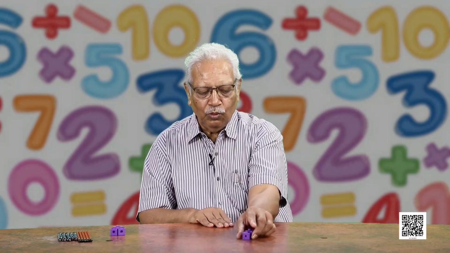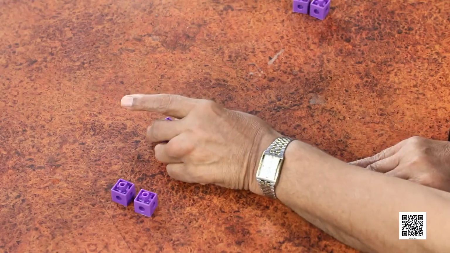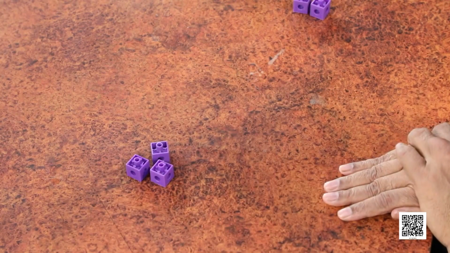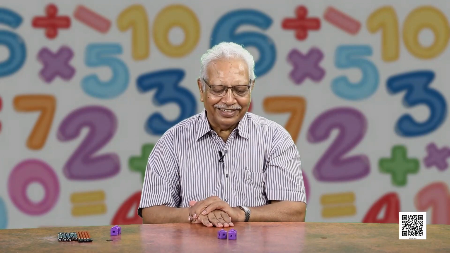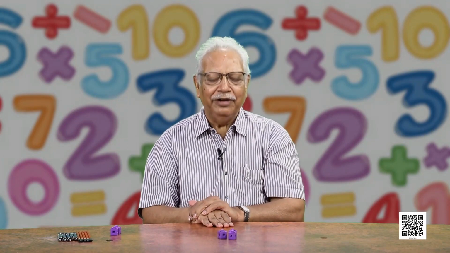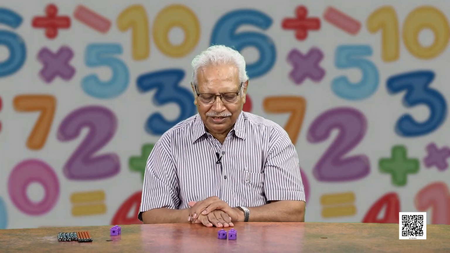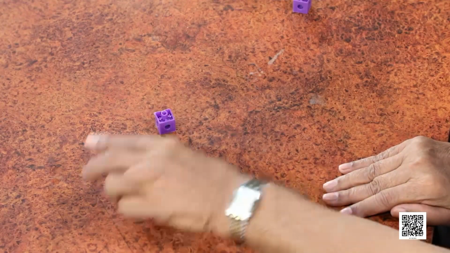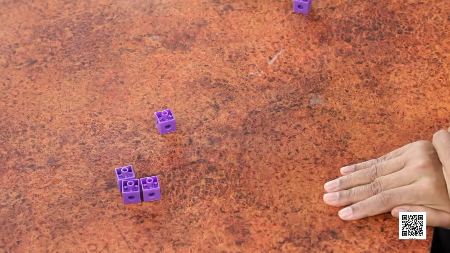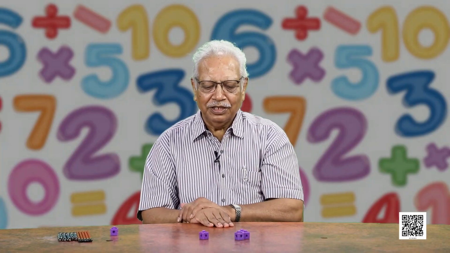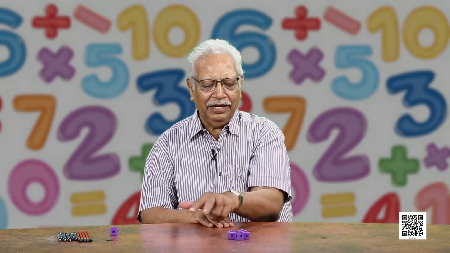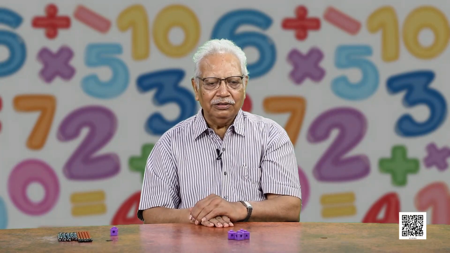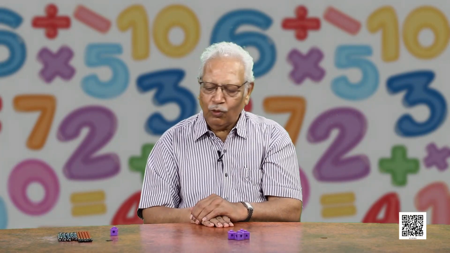Similarly, if these are 2, then if I add 1 to it, how many of these are there? Can you count? These are 3. So, 2 and 1 more make 3. Similarly, if I add 1 to these 3, then what happens? You can count again 1, 2, 3, 4. So, they make 4. So, 3 and 1 make 4.